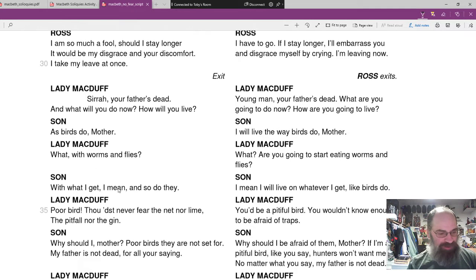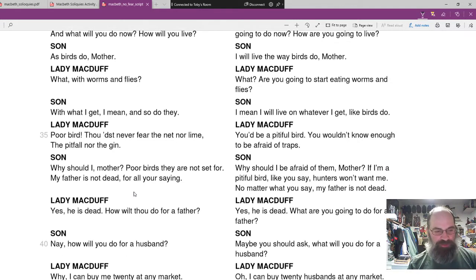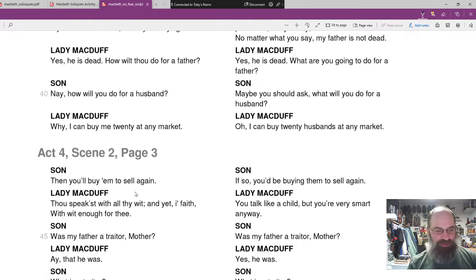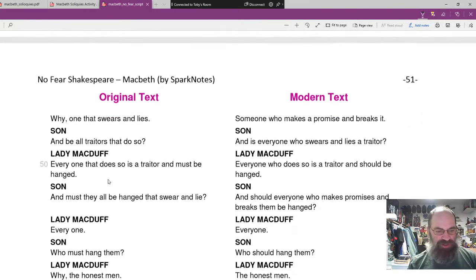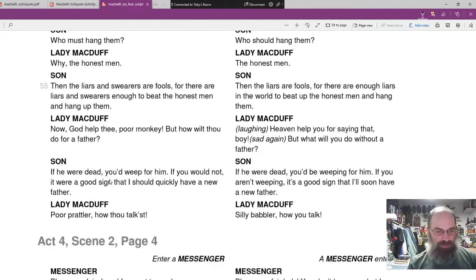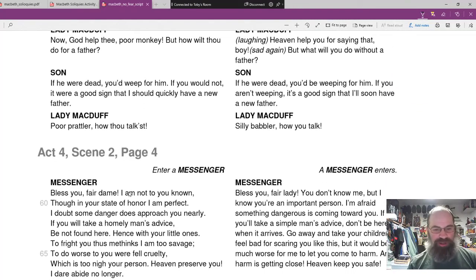And so what happens directly after is this scene where they're talking about Macduff and her son, and then eventually we scroll down. "Well, where is he, poor prattler? Oh, thou talkest." And then a messenger shows up.